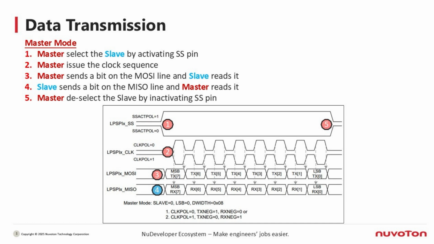And whether data is shifted or sampled on the rising edge or the falling edge depends on the TX NEG and RX NEG settings. Then, the master begins to send data on MOSI. Data is shifted out from the TX FIFO 1 bit at a time with every clock. The slave samples each bit based on the selected clock edge. In this example, the bit order goes from MSB to LSB, meaning the most significant bit is sent first.